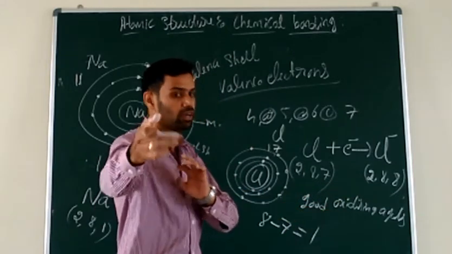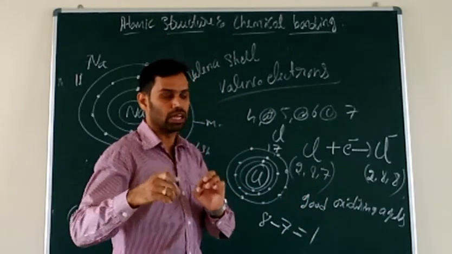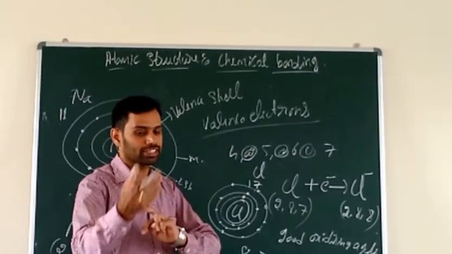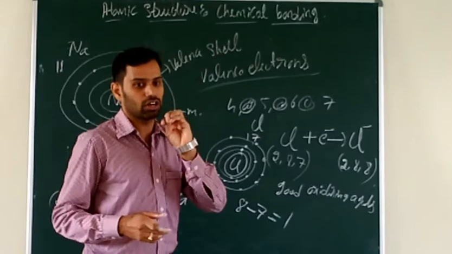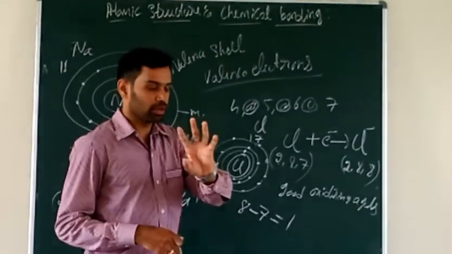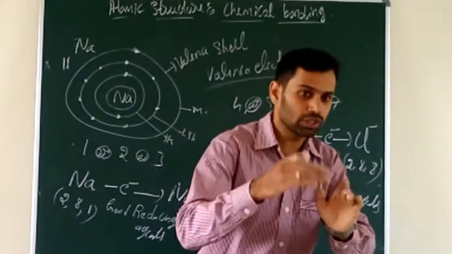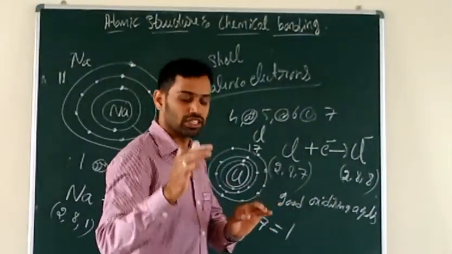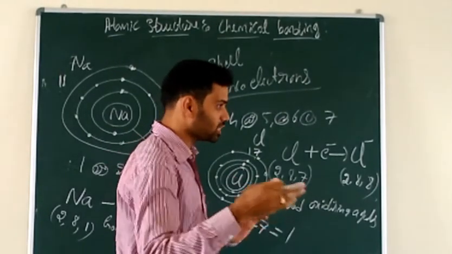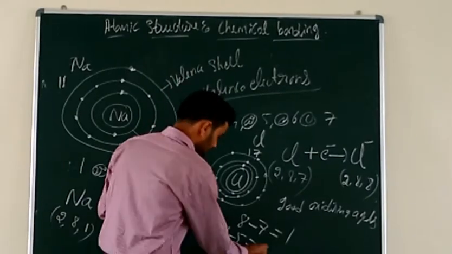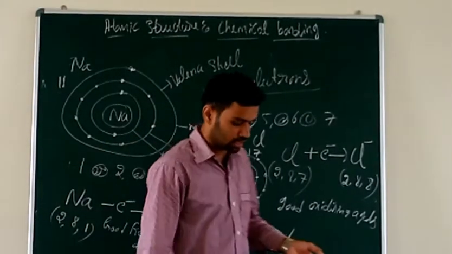Now take the example of nitrogen. What is the atomic number of nitrogen? We will fill 2 electrons in the first shell, and in the next shell, the L shell, we will fill 5 electrons. What is the valency of nitrogen now? Its valency is 3, not 5. Even though it has 5 electrons in the outermost shell, its valency is not 5. So its valency is 3. 8 minus 5 is 3.